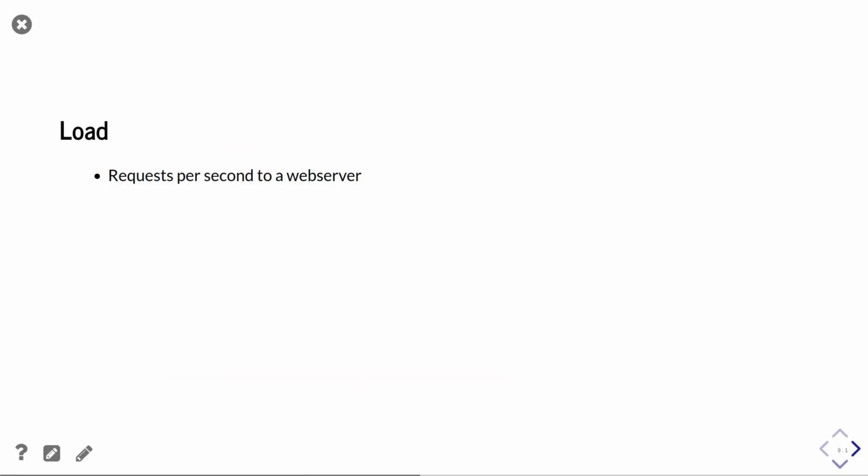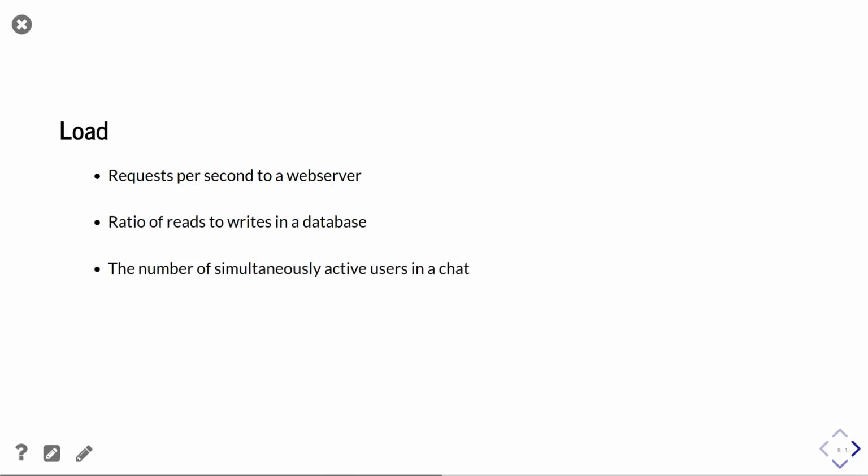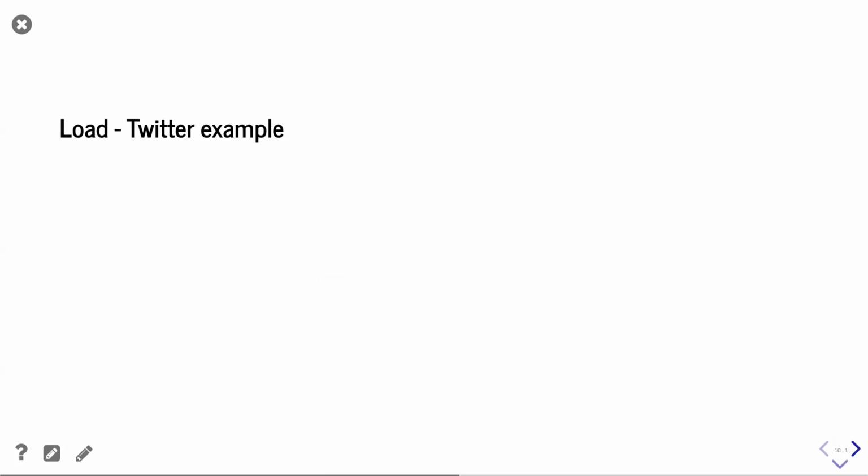It could be requests per second to a web server. It could be the ratio of reads to writes in a database. It could be the number of simultaneously active users in a chat, or it could be the hit rate on a cache. So it's really dependent on what the bottleneck in your system is. You can't just pick the easiest number. You have to analyze your system much more deeply to find out what the bottlenecks are, and that's your load parameter. So let's take a really concrete example of Twitter.